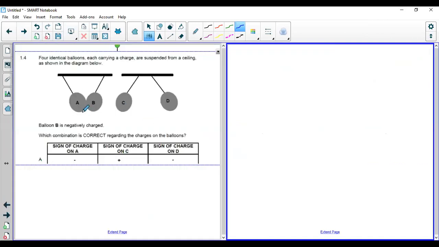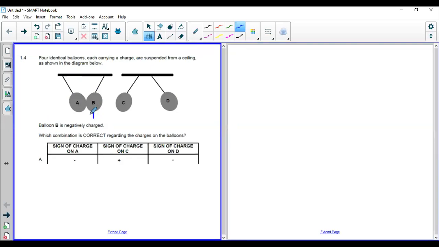Right, so basically what we have here, four identical balloons, each carrying a charge, are suspended from a ceiling as shown in the diagram below. Balloon B is negatively charged. I need to remove this. It's negatively charged. Okay, so I write again here. B is negatively charged.